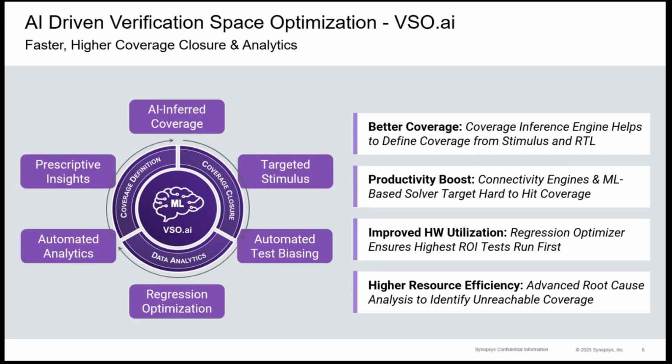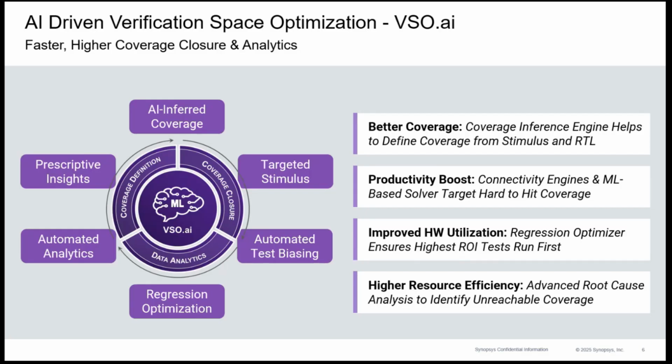So the coverage inference engine helps to define coverage from stimulus and RTL. The connectivity engine helps by connecting the coverage data with the random variables. And we have a new machine learning based solver which targets the hard-to-hit coverage areas. And as I already mentioned, the regression optimizer ensures that the high ROI tests are run first. And advanced root cause analysis is used to identify unreachable coverage, and thereby also preserves hardware resource efficiency by not running wasteful tests that are not going to hit unreachable coverage.